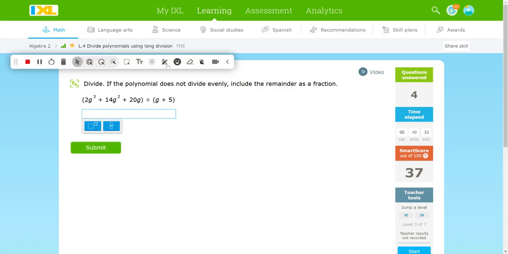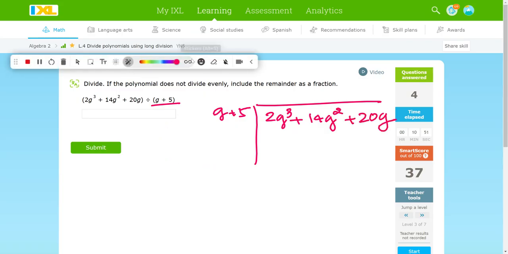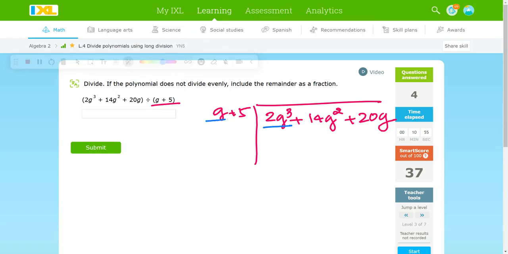So now I draw the marking down. g plus 5 should be over here. And then I got 2g cubed plus 14g squared plus 20g. Okay, so let's divide this. First I take 2g cubed divided by g. g cubed divided by g.